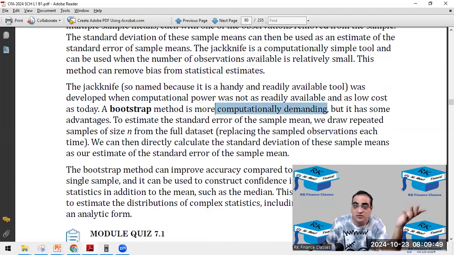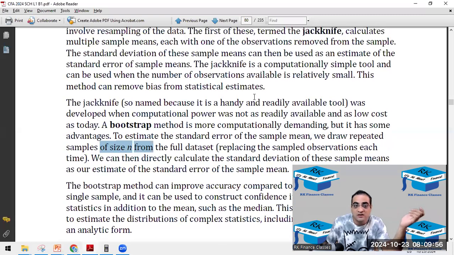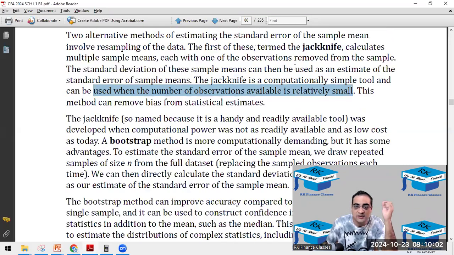So if you have good software, every time the sample size should be the same and it should be replaced back. Okay, so jackknife is completely simple and it is used when the number of observations is relatively small, and basically every time one member of the observations is removed from the sample.